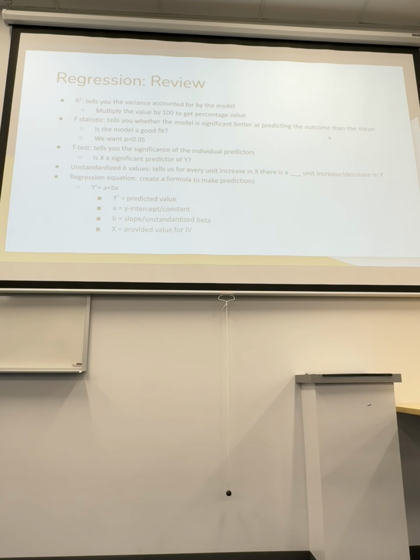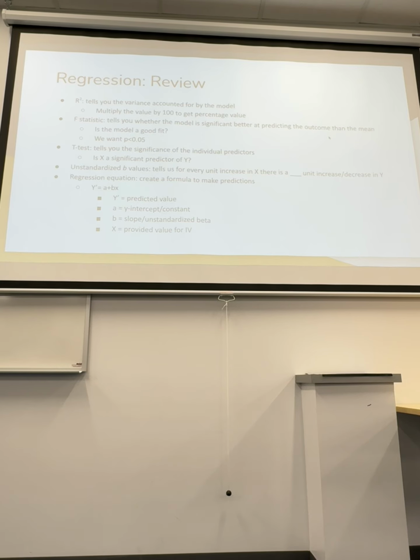Your F statistic tells you whether it's significantly better at predicting scores than the mean, whether it was a good fit. We want it to be significant at the 0.05 level, in the event that it is significantly better at predicting scores than the mean. Your t-test tells you the significance of individual predictors. Was X a good predictor of Y? We want significance at the 0.05 level.